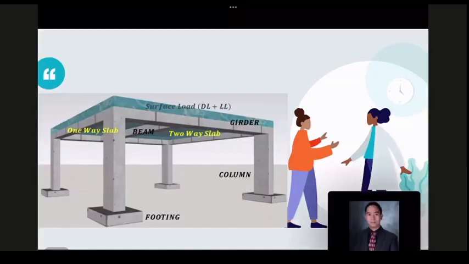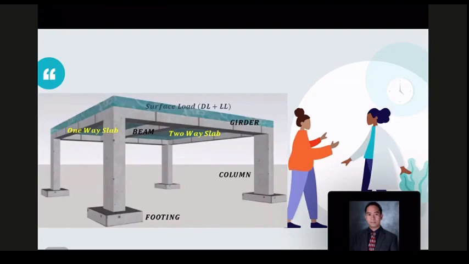Kung napapansin nyo, meron pang isang medyo nakakalito. We have the beam and the girder. Basically, ang mas malaki is the girder. And at the same time, the girder holds the beam. But a girder can be a beam also. But the beam cannot be a girder. So, yun ang kaibahan niya. Parang mas matibay yung girder kasi yun yung hahawak ng mga intermediate beams.